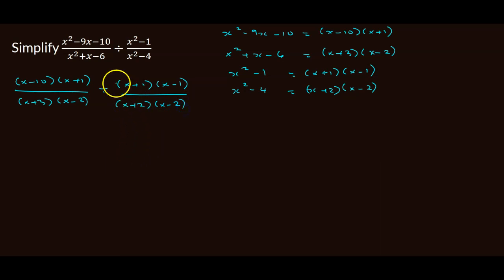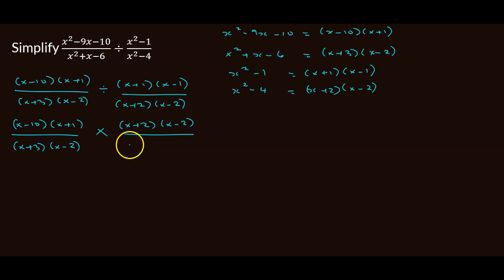And then we'll go ahead and now do the flip right here in this step. So we have x minus 10, x plus 1 over x plus 3, x minus 2. And now that we've changed this to a multiplication, we're going to have x plus 2, x minus 2 over x plus 1, x minus 1.